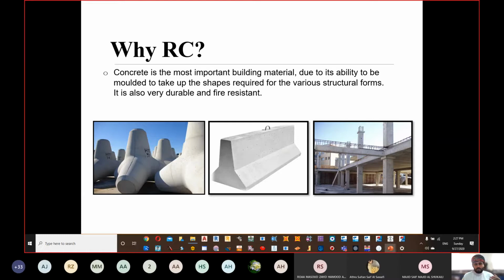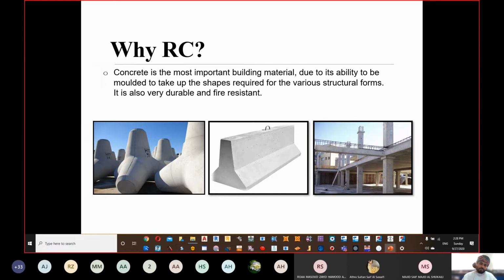Okay? That's why it was referring to whether it's going to be mild, moderate, severe, or very severe. And if you read the details of what they mean, these mild, moderate, severe, very severe, they refer to water. Okay, and then the other thing is fire resistance, as we have said. Plus, concrete can be molded in whatever shape we want it to be.